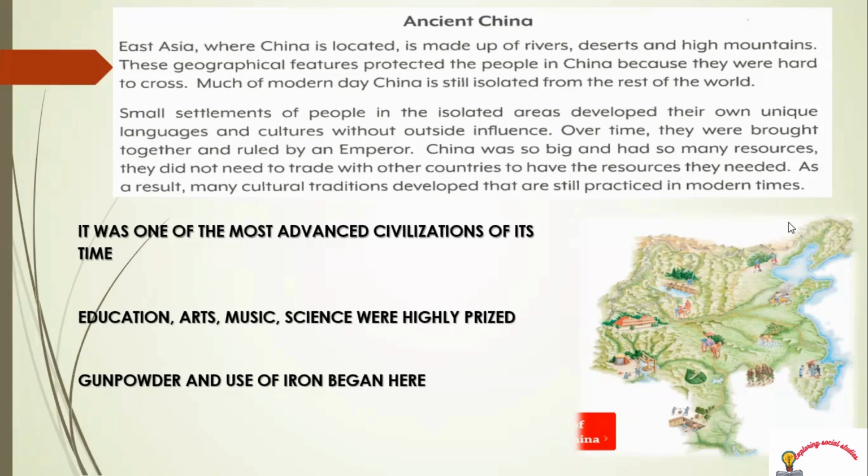China was so big and had so many resources that they did not need to trade with other countries to have the resources they needed. As a result, many cultural traditions developed that are still practiced in modern times. It was one of the most advanced civilizations of its time. Education, arts, music, and science were highly prized. Gunpowder and the use of iron began here.